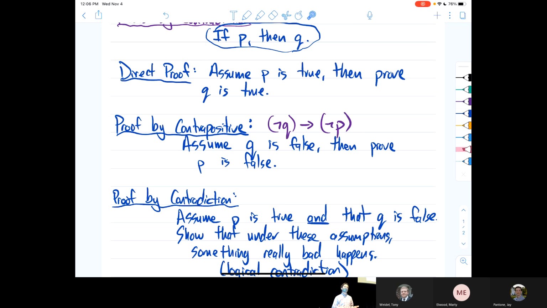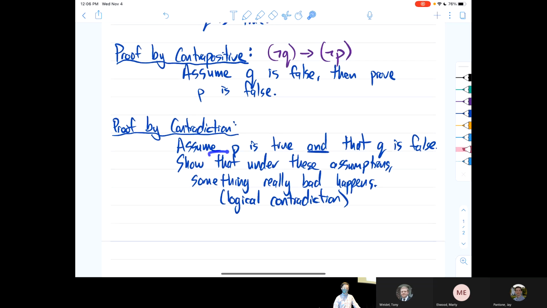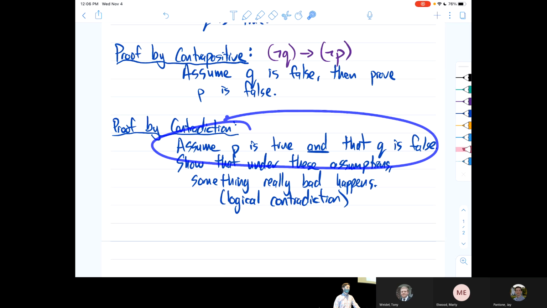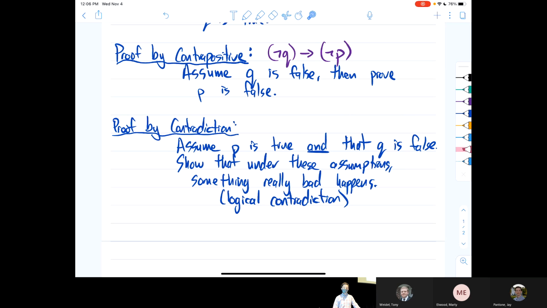So we're assuming something that we think can't happen, and we're showing that under those assumptions, you have some kind of logic that doesn't make sense. So for example, you might show that 1 equals 0. If you assume that P is true and Q is false, and those assumptions allow you to derive something bogus like 1 equals 0, something you know is wrong, then those assumptions must have been bad. And so the assumption that Q is false must have been bad, therefore Q must be true.